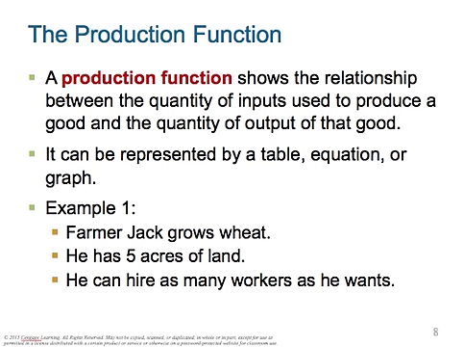An example here is Farmer Jack grows wheat. He has 5 acres of land. He's a small farmer. He can hire as many workers as he wants. In the following slides, we're going to use example 1 to illustrate the production function, marginal product, and take a first look at the costs of production. So keep in mind Farmer Jack growing wheat on 5 acres and can hire as many workers as he wants.